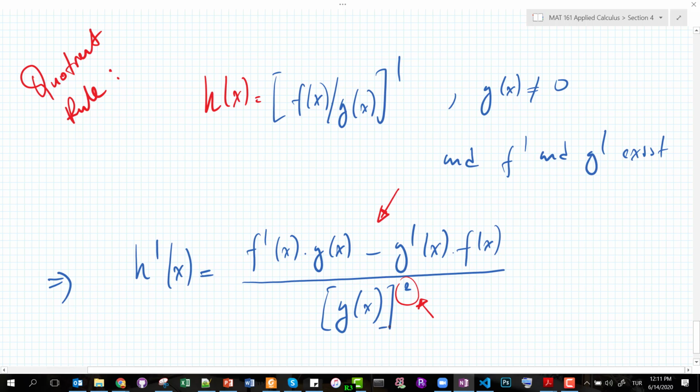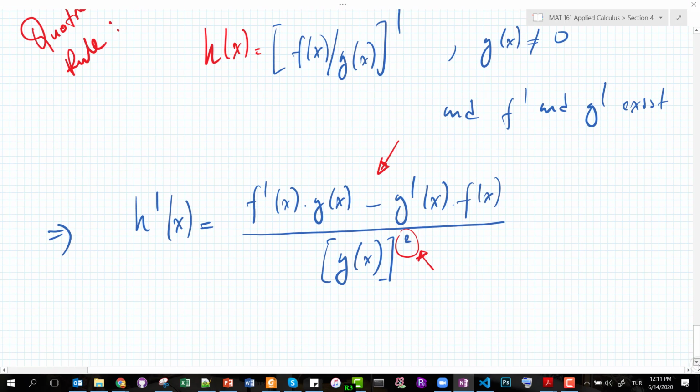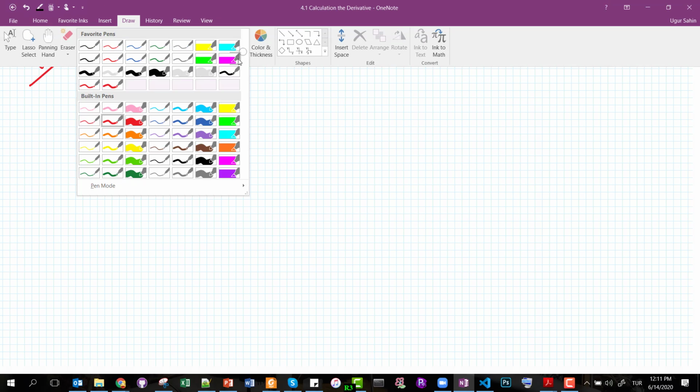Okay, that's the formula. Now we can see a couple of examples of how we can apply the formula. Example: h of x is equal to (x squared plus 5) over (x plus 3).